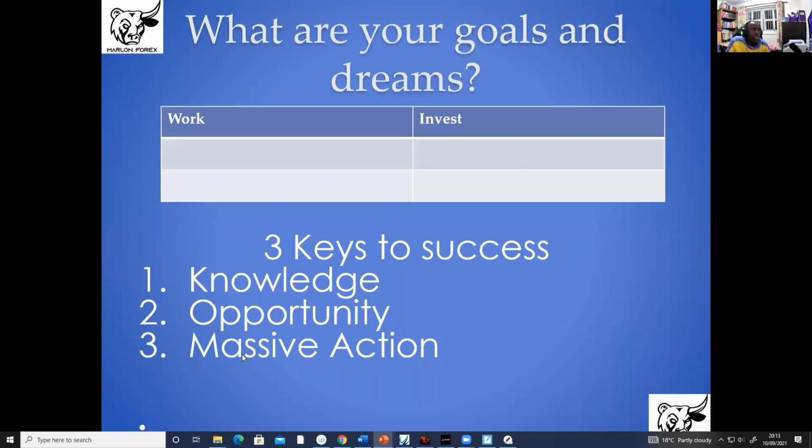So what are your goals and dreams, right? To work, to invest. For me, the three key success criteria are knowledge, opportunities, and taking action. Because a lot of people will procrastinate. They will say, I want to do this, Marlon. I really want to do well. But then they don't take any action. They're the same every single day, and they don't take any action whatsoever.